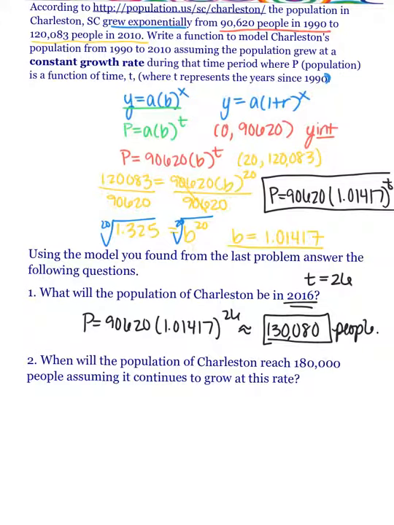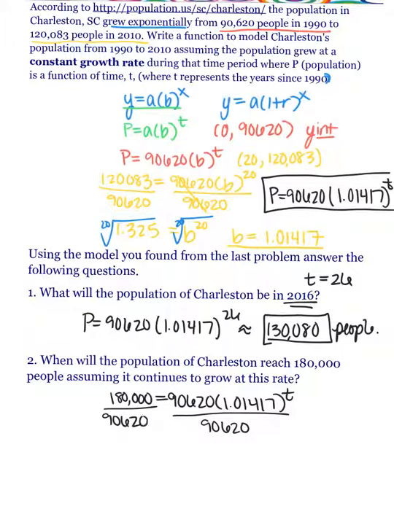The next one says, now use the model to figure out when Charleston will reach a population of 180,000. So I'm plugging that in for my population and solving for the time. Again, I'm going to make my numbers more friendly. I'm going to divide by the 90,620 on both sides. On the right-hand side, I'll be left with 1.01417 raised to the t.